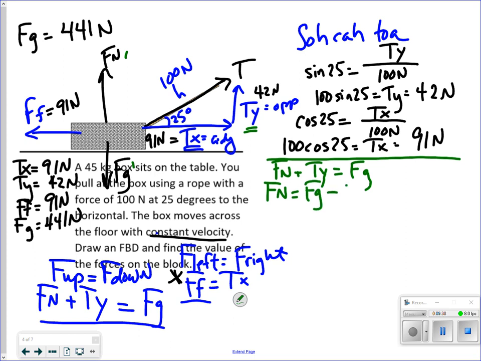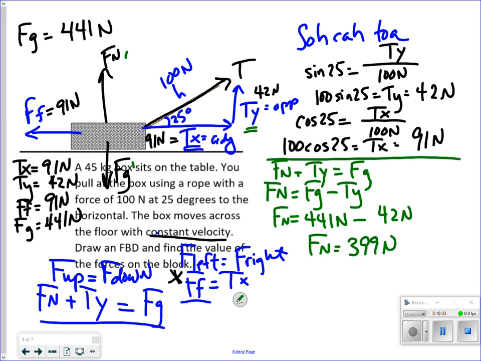So I can take Fg and subtract away Ty for that. Okay, so Fg, we have 441 newtons. Ty, we've got 42 newtons. This is going to give me my last one, which is Fn. Let me just do a little bit of quick math here. And I got a normal force of 399 newtons. All right, so that's our last one right here of our little list. Ta-da! There they all go.